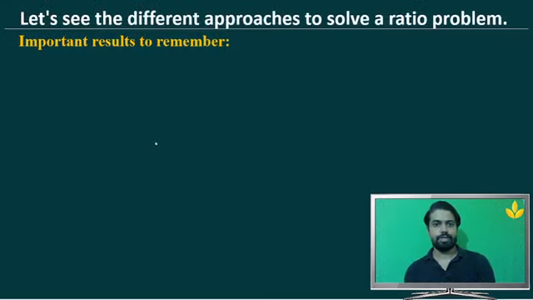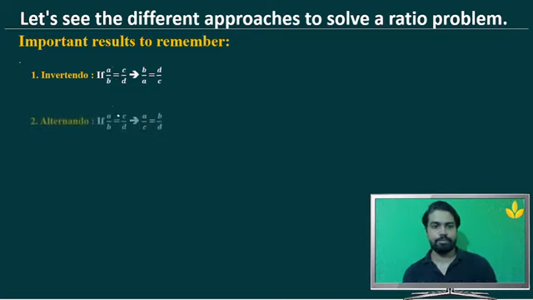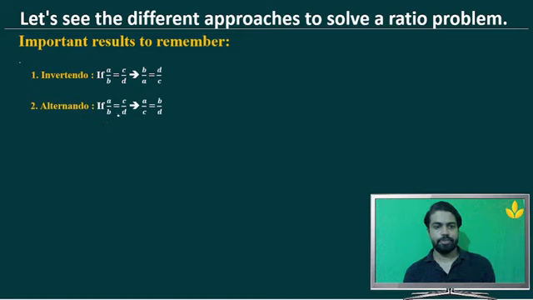Some important results to remember. One is invertendo: if A by B is equal to C by D, I can take the reciprocal also, so B by A is equal to D by C. Second one is alternando: I am just moving C here and B there, so alternatively I am writing it. That's why it's called alternando. A by C is equal to B by D.